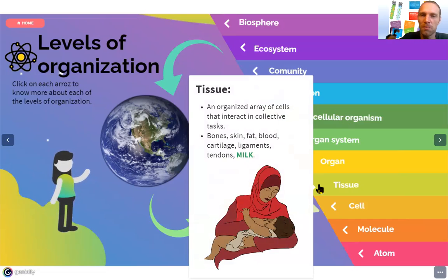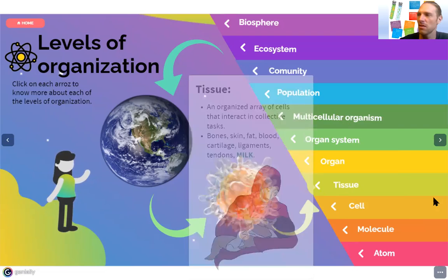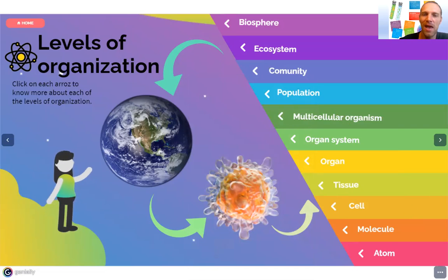So we have skin tissue, we have liver tissue, we have heart tissue, we have muscle tissue.